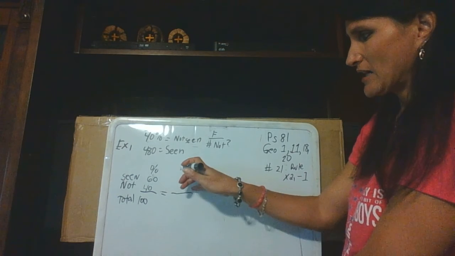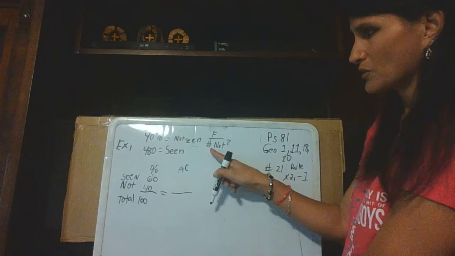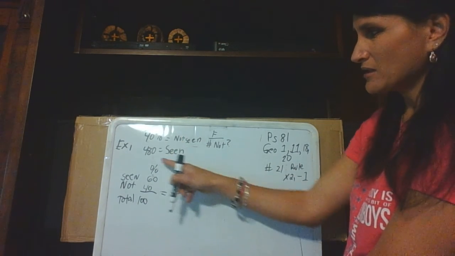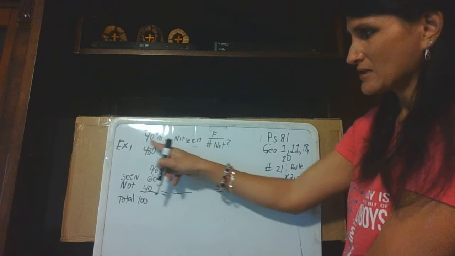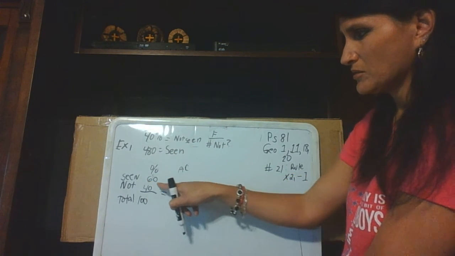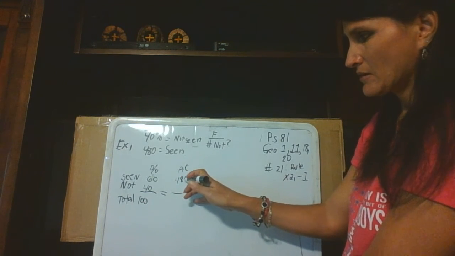Now let's go to your actual column. Actual column would be the same thing as numbers. Numbers are not going to be your percentages, okay? So for my givens, the only number that is not a percent is the number that are seen. So here's my seen column. I'm going to go across from it and put the 480, okay?